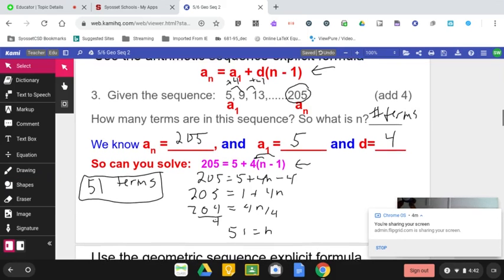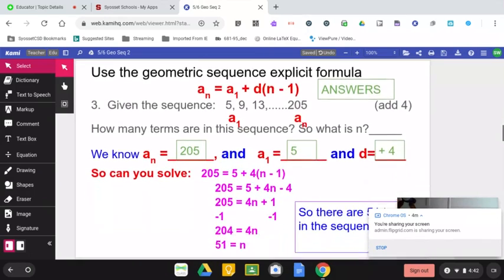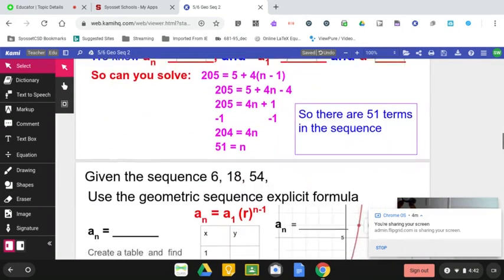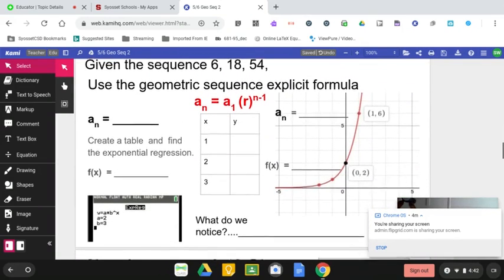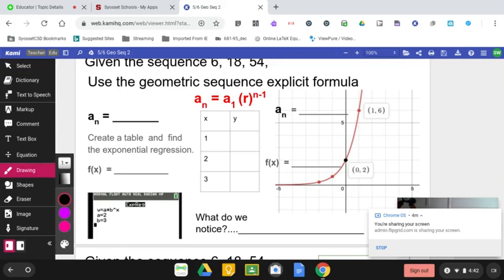Knowing most of the formula, we can solve best. You can see the answers on the next slide when you go through your slides on your own. On the next slide, we're given a sequence 6, 18, 54, and we're asked to use the geometric sequence explicit formula. And in this case, I'm giving you a chart or a table.